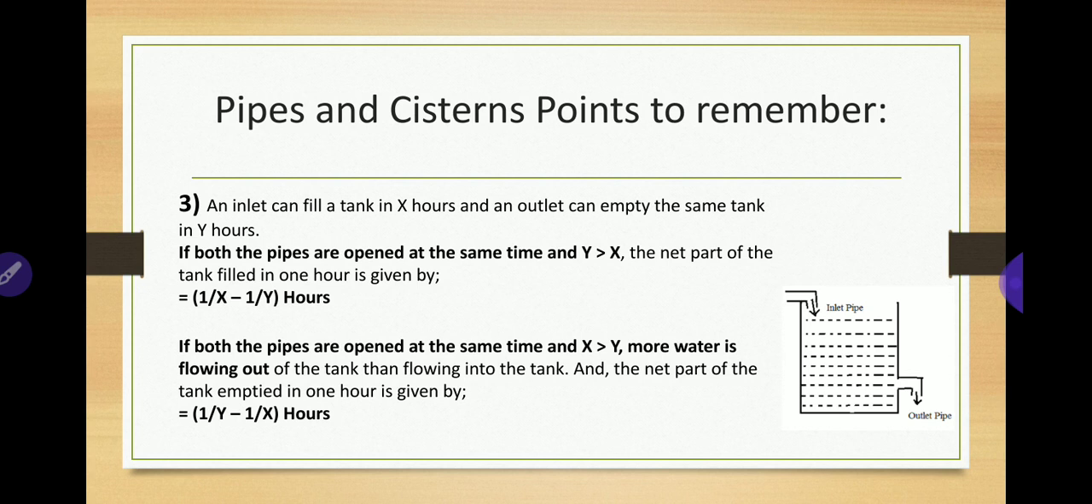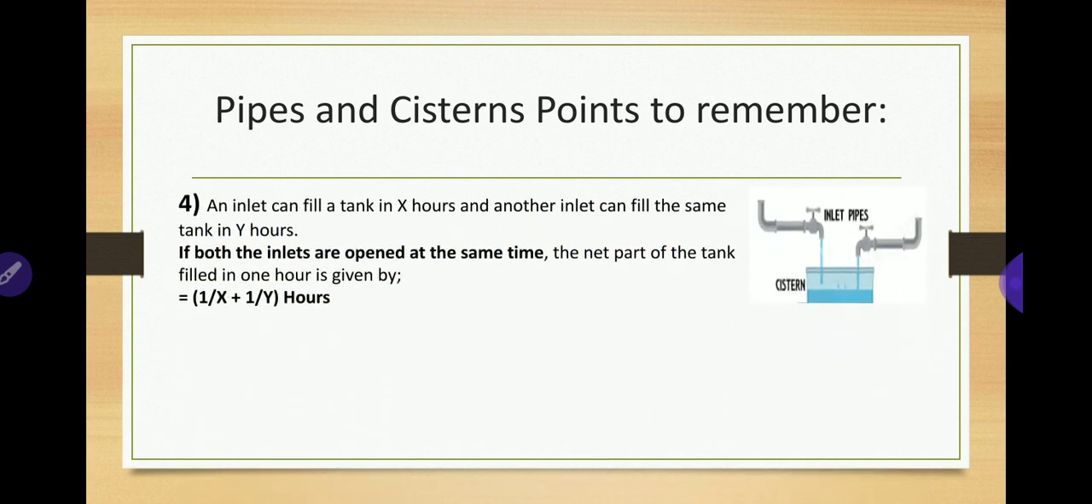If any student does the calculation as 1 upon x minus 1 upon y also, then for this second case you will get a negative value, and that negative value means more water is flowing out. So no problem will be there if you do 1 upon x minus 1 upon y for this also, but you will get the minus value.